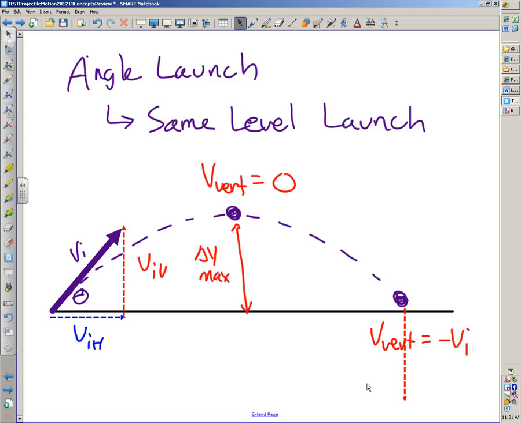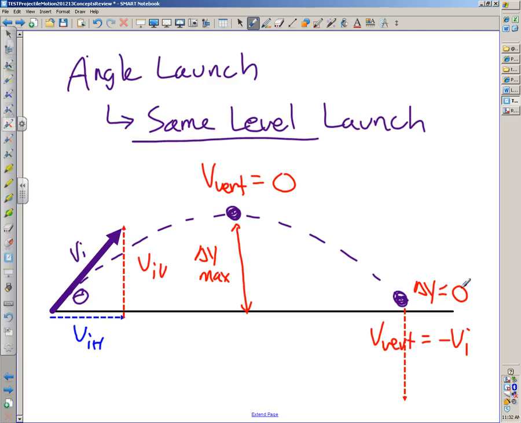And then what other assumption that we make at that point in time? Where does it end up height-wise? If it's the same level, where does it end up in relation to where it started? Same spot, so that means that delta y would now be equal to 0. Good there?